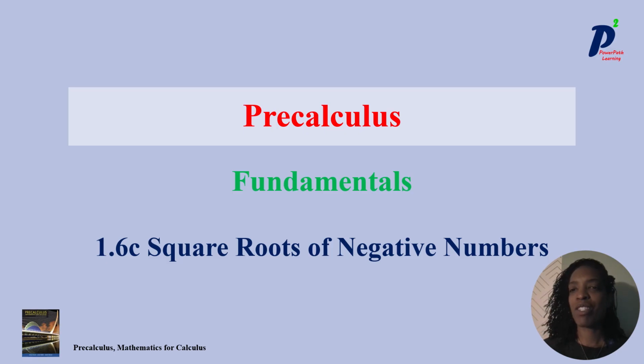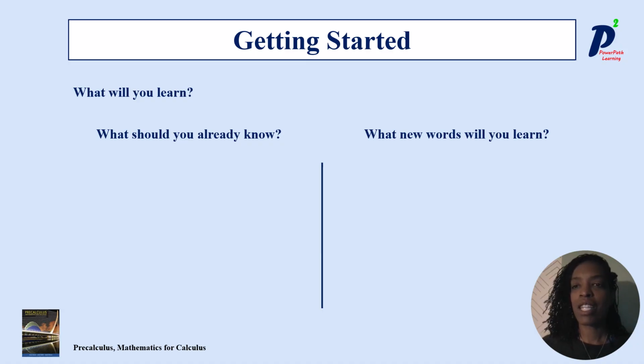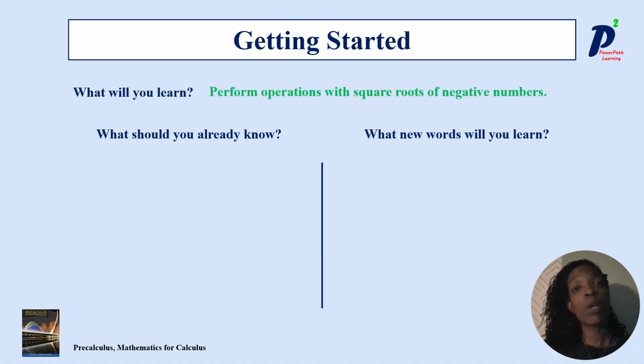This lesson is written based on Chapter 1, Section 6C, Square Roots of Negative Numbers. So today's lesson, you're going to learn how to perform operations with square roots of negative numbers. Before you start, make sure that you know how to simplify radical expressions. You're also going to learn the following new word, principal square root. Let's get started.